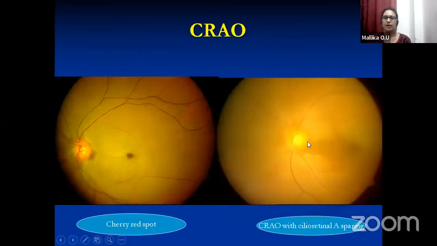So here you can compare. This is the abnormal retina. And you can see there is a small area of red color. I cannot show you, but there is a normal cilioretinal artery in this patient. So the other part of the retina, which the central retinal artery supplies, is white in color, but a small strip of the retina which supplies the macula is spared because of the presence of a small cilioretinal artery here.